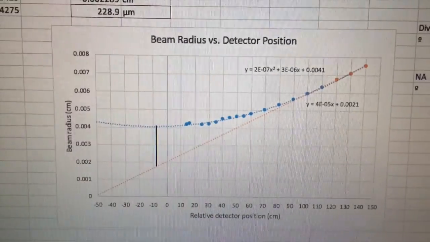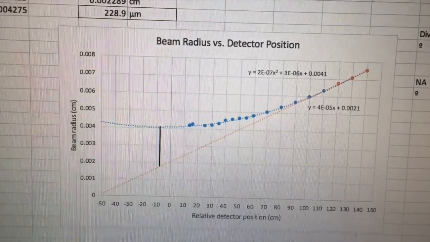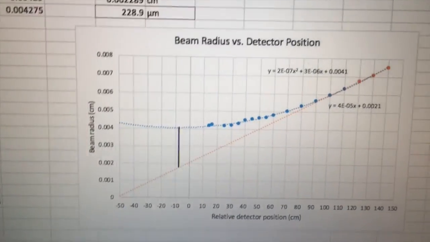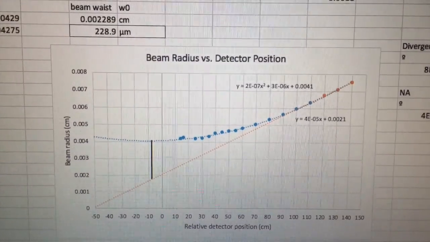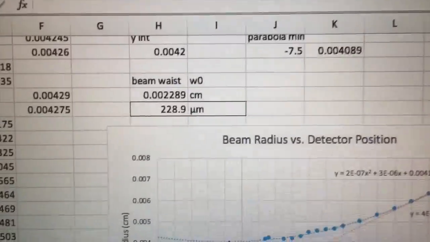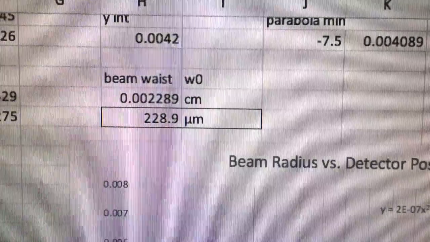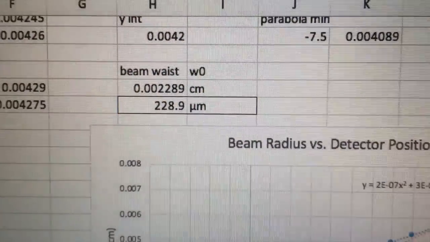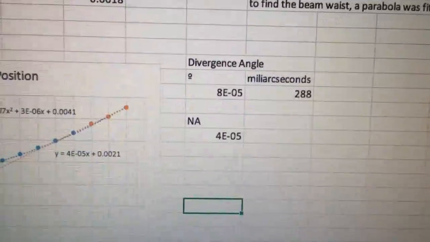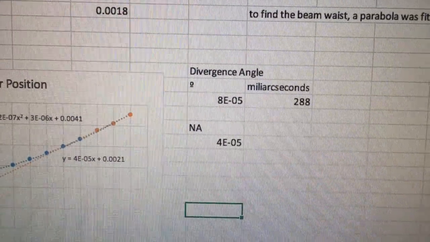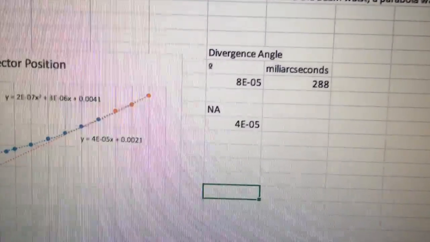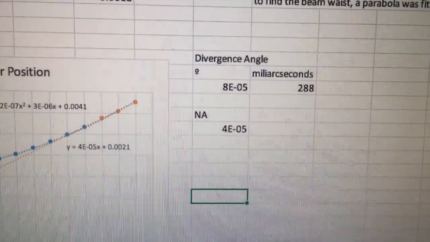Here's our graph for the beam width experiment. We have all of our data points plotted here. We have both a parabolic fit and a linear fit for the last 3 points, which allows us to calculate the beam waist, which is right here at -7 centimeters. The beam waist is calculated to be 228.9 micron. The calculated divergence for the laser beam was 8 times 10 to the minus 5 degrees, or 288 milliarcseconds, and our numerical aperture was 4 times 10 to the minus 5.